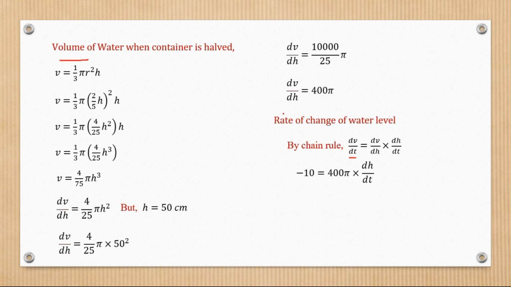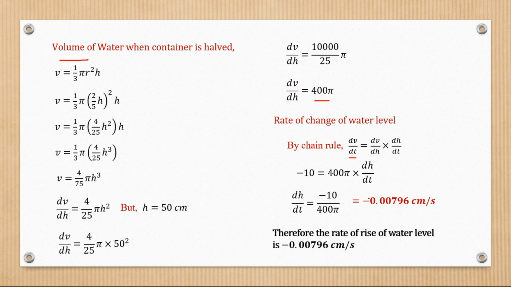It's going to be negative 10. Then we found dV/dh being equal to 400π. And then we want to find dh/dt, which is the rate of change of water level. So make that the subject, and we'll have it as negative 10 over 400π, which shall give us negative 0.00796 centimeters per second. Therefore the rate of rise of water level is negative 0.00796 centimeters per second.